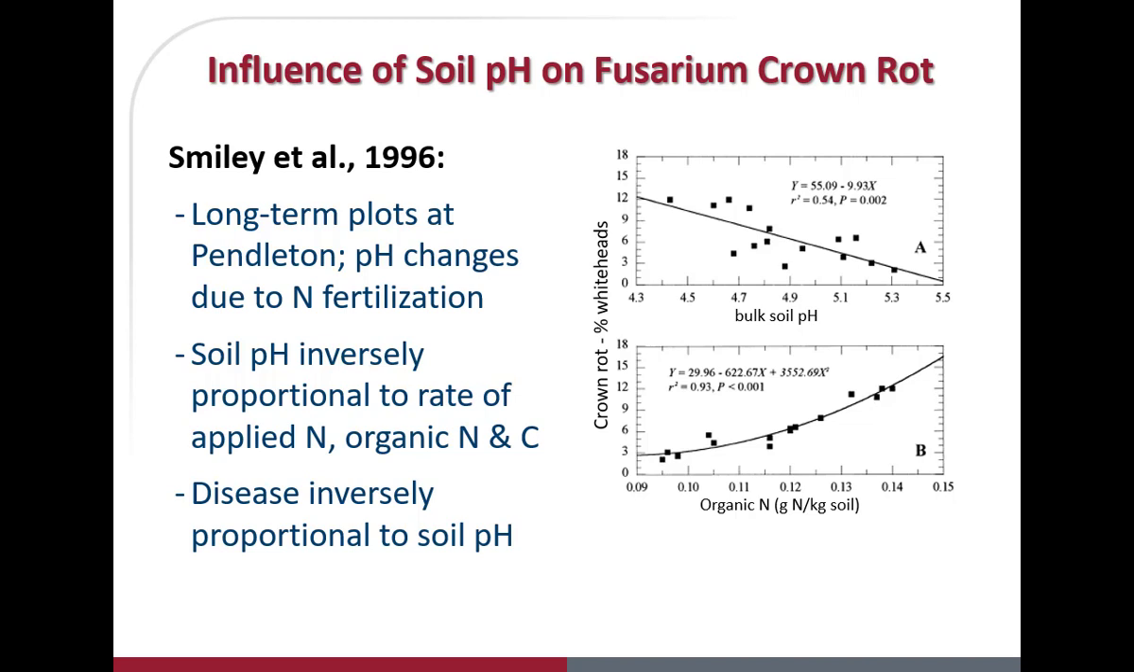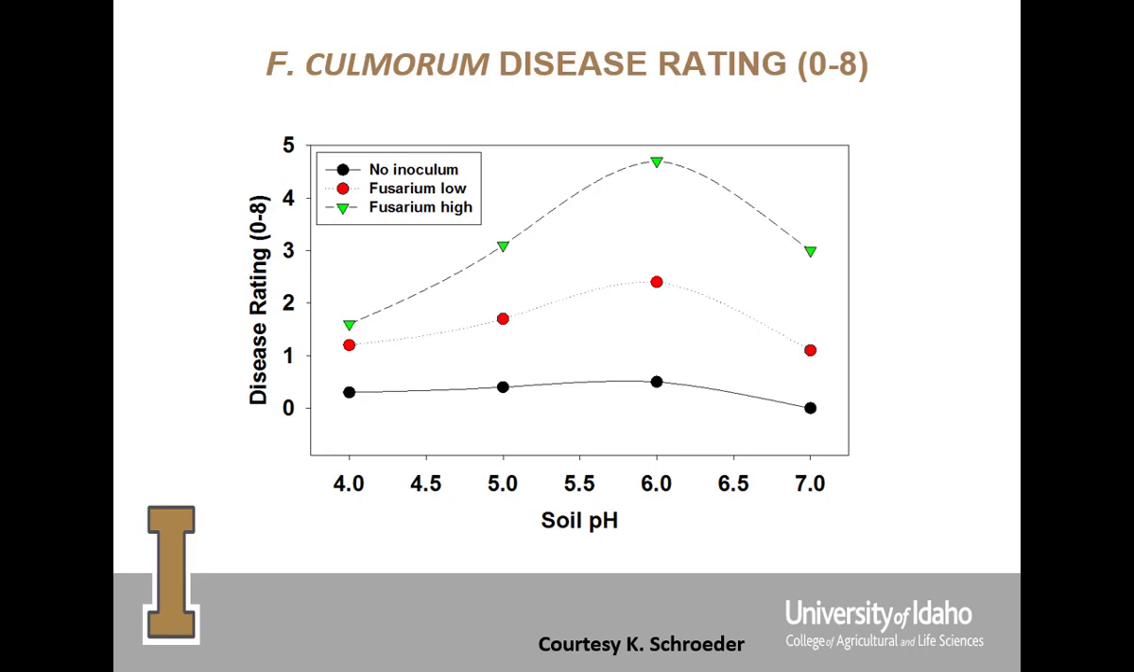So if we look at these figures, this is crown rot, based on percent whiteheads. And we have bulk soil pH ranging from 4.3 to 5.5. What you see is that there's more disease at the low end of this range than at the higher end. This is over about 1 unit of pH change. He also looked at organic nitrogen in the soil and found that disease was associated here with higher organic nitrogen in the soil.